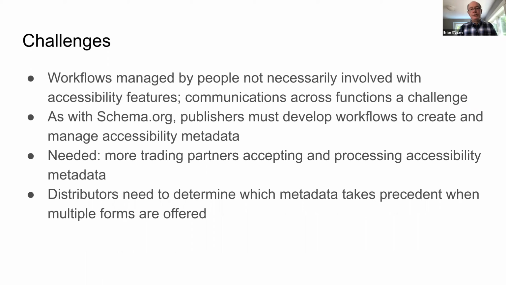It's also the case that you have to determine which metadata takes precedence when multiple forms are offered. Aaron can probably talk a little bit about this when we get the opportunity, but in effect, if you're providing both data from inside the file using schema.org and outside the file using ONIX, which do you trust? Which is more complete? How do you follow it? We'll talk a little bit about the multiple sources for metadata when we do the supply chain trading partner diagram in a minute.